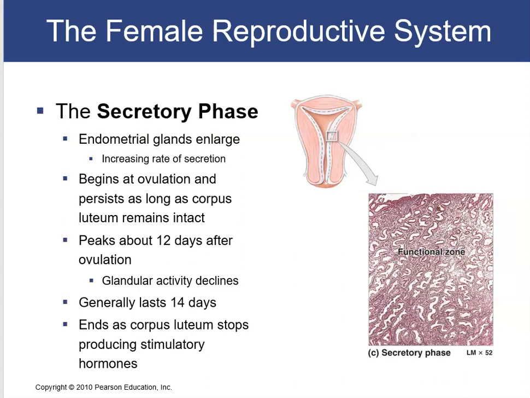And then the last phase is the secretory phase. Here, the endometrial glands will begin to enlarge and increase the rate of secretion. The secretory phase begins at ovulation and will continue as long as the corpus luteum remains intact. The secretory phase peaks about 12 days after ovulation, and then if fertilization does not occur, glandular activity will begin to decline. The secretory phase generally lasts for 14 days. It ends as the corpus luteum stops producing its hormone, progesterone.